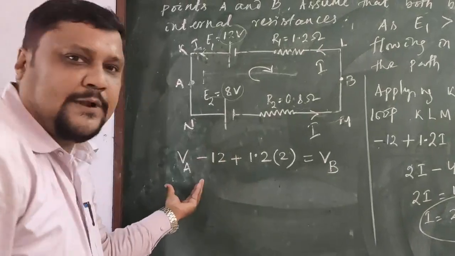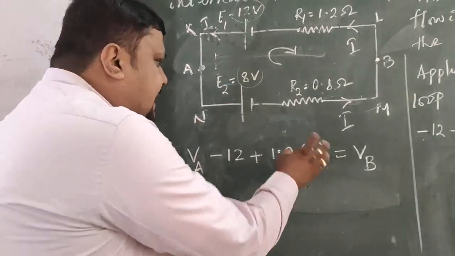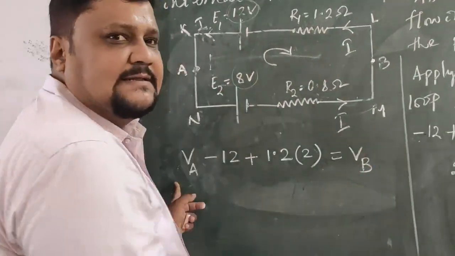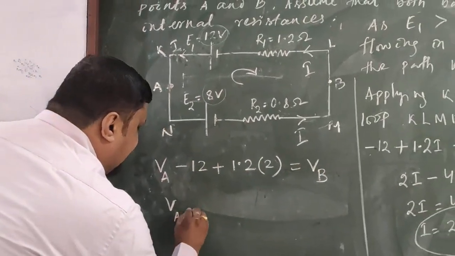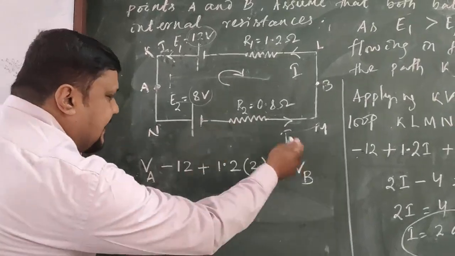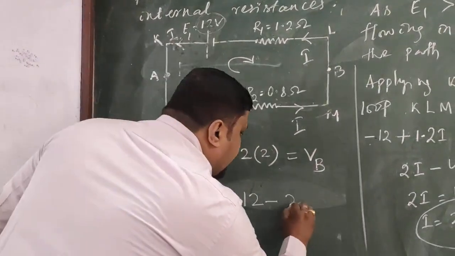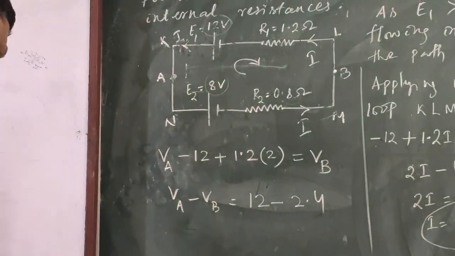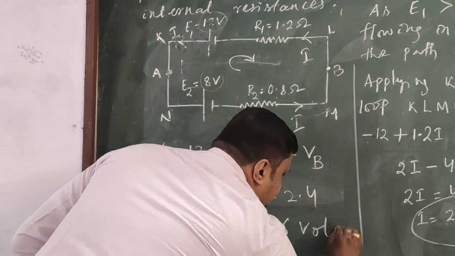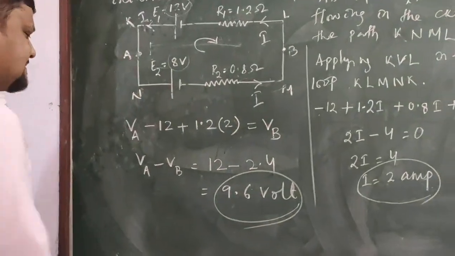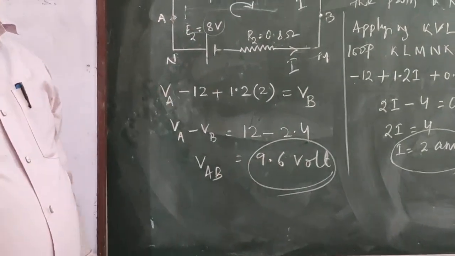From here the potential decreases. Here the potential increases. Then I reach the potential VB. That is the concept. So from that, it is asked for A and B. So I can say VA minus VB is equal to, take this, 12 volt minus 1.2 into 2. That is 2.4. 12 minus 2.4. So I will get 9.6 volt. This is the potential difference across A and B, or I can say this is VAB. VAB is equal to 9.6 volt.